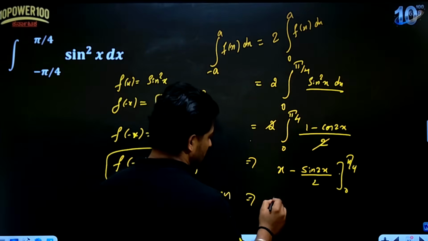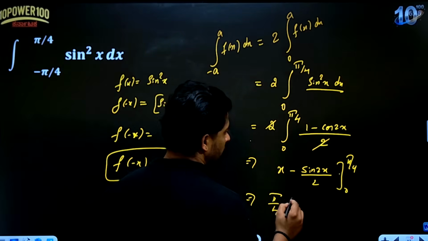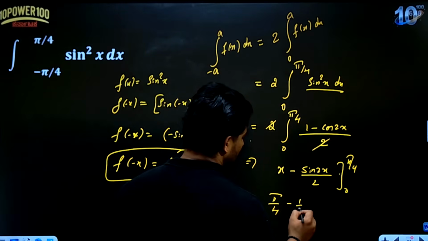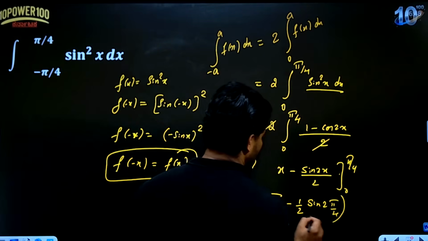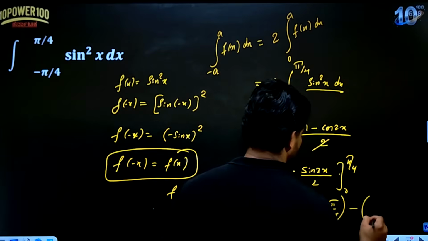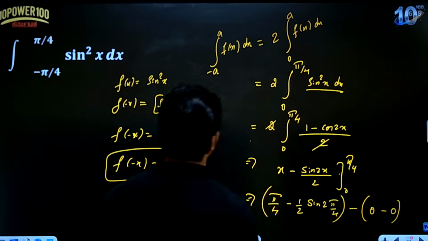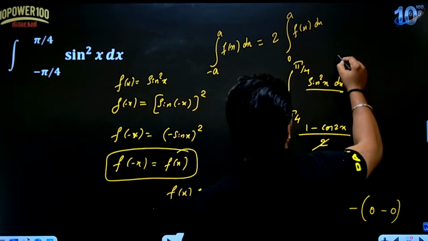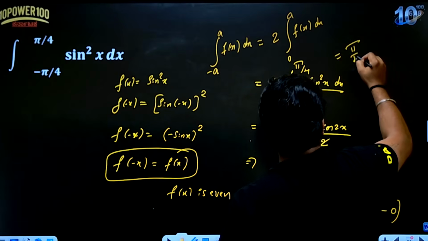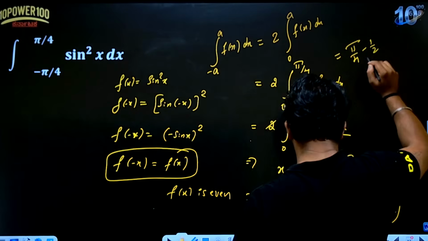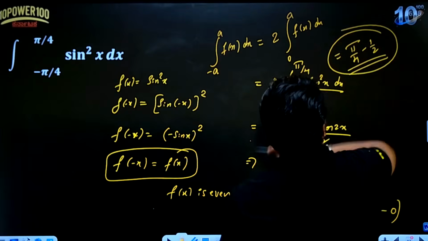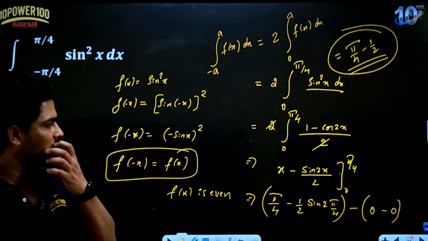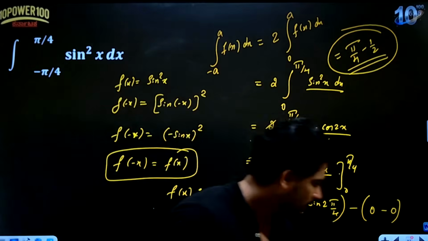So the upper limit gives pi by 4 minus 1 by 2 of sin 2 of pi by 4, minus 0 minus 0. Okay, so that is pi by 4 minus 1 by 2 of sin pi by 2. Sin pi by 2 is 1. So pi by 4 minus 1 by 2 is the final answer. Okay, for this.